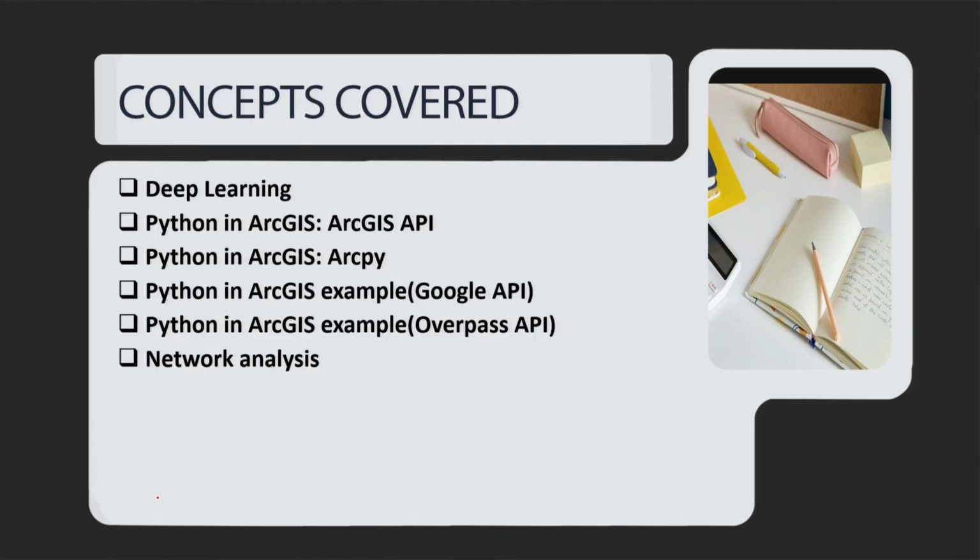then we will give you two examples where we are getting data using Google API inside ArcGIS using Python, of course, and then again we will give another example where we will use the Overpass API, which is from OpenStreetMaps, to also get data via Python into ArcGIS. And finally, we will end with a brief information about network analysis.